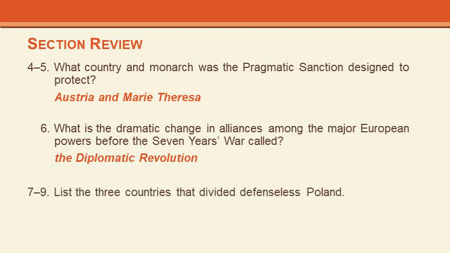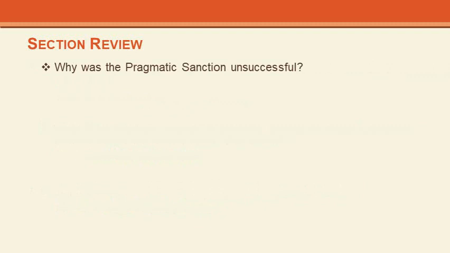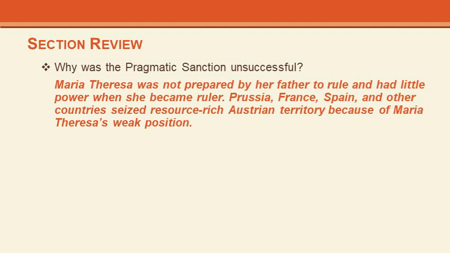List the 3 countries that divided defenseless Poland. Okay, 2 of them rhyme, right? Prussia, Russia, Austria. Okay, why was the pragmatic sanction unsuccessful? You know, again, they signed this document, but they did not hold to it, right? They violated their oath. So they seized parts of Austria, even though they had said they weren't going to.